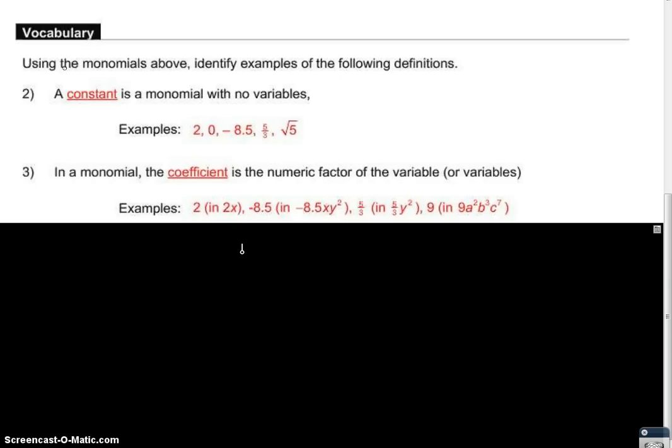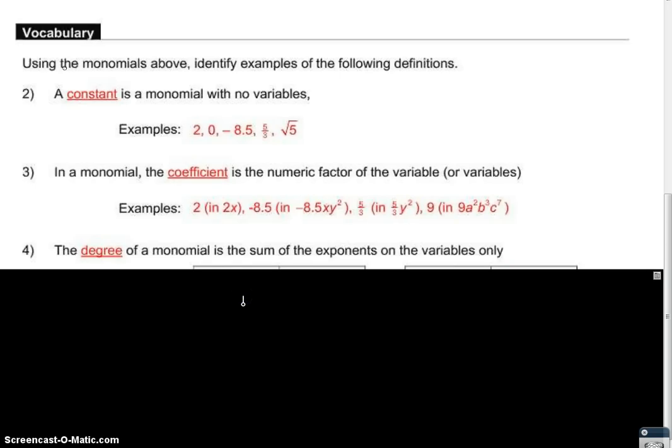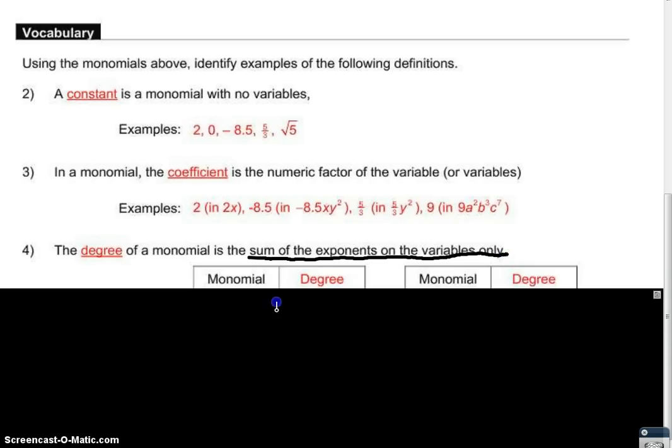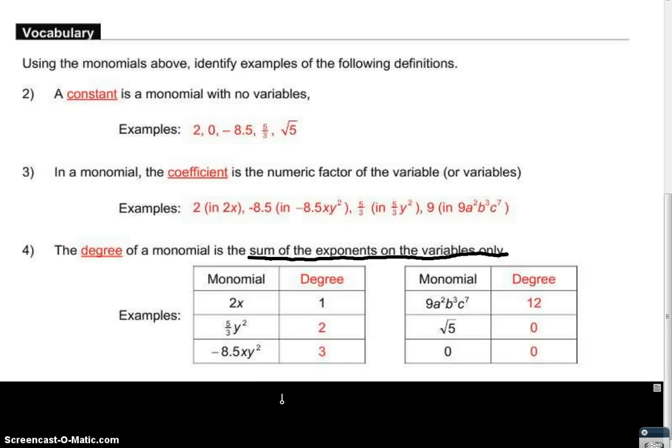Okay, so if I look at number 4, 4 says the degree of a monomial is the sum of the exponents on the variables only. So make sure you underline that where it says it's the sum of the exponents on the variable only. So I'm only talking about the exponents with my letters. So here, if I look at some of my examples, for my monomial, I have 2x. So the degree is going to be 1 because I have a 1 for an exponent, even though it's not written. We assume it's a 1. For the next one, I've got 5/3 y squared. I have it squared, so the degree is 2.